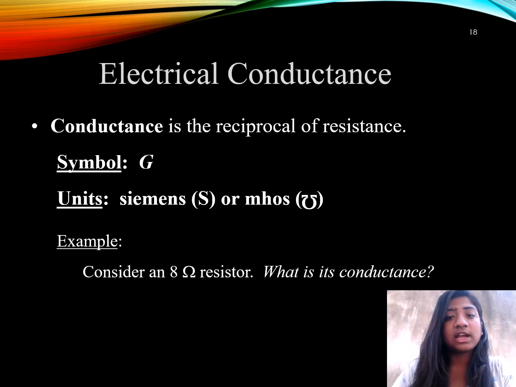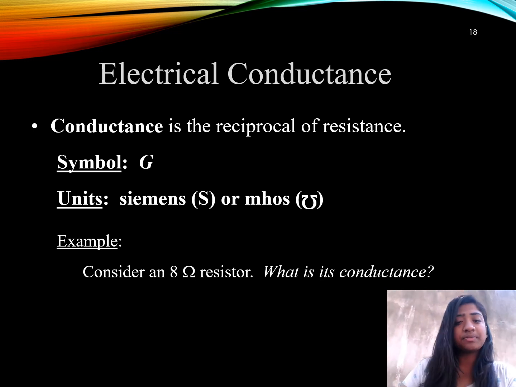Electrical conductance. Conductance is the reciprocal of resistance. Symbol is G and its unit is mhos or siemens.